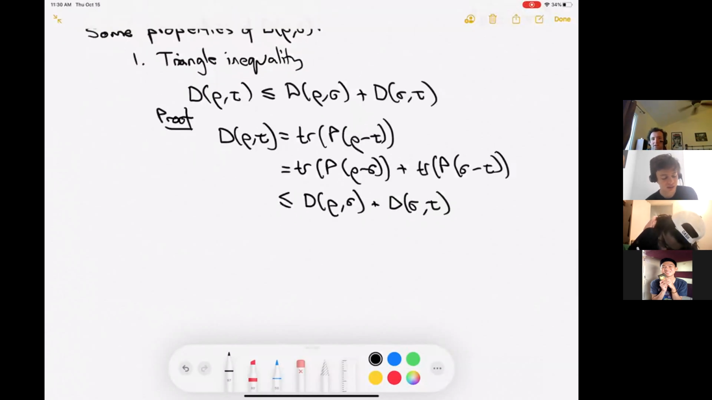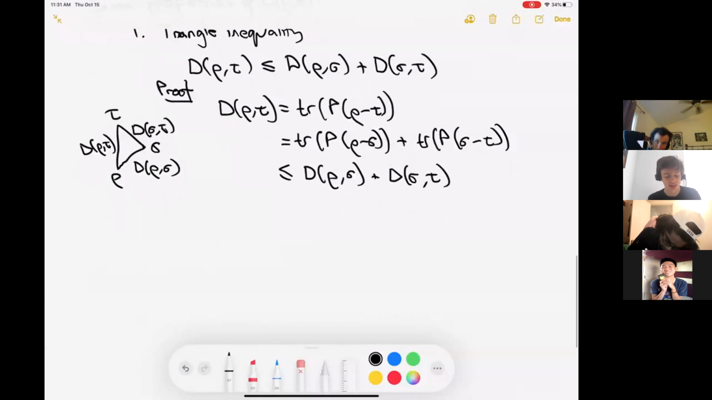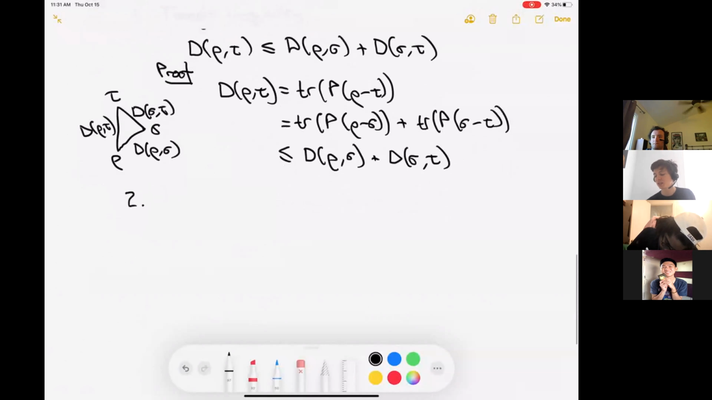So if we have a triangle where the density matrices rho, sigma, and tau are at different points, then the length of this side in the metric given by this trace distance plus the length of this side is greater than or equal to the length of just going directly between the two. That's a pretty sensible property for something to have if you want to meaningfully call it a distance. Okay, and the second property is something called monotonicity.